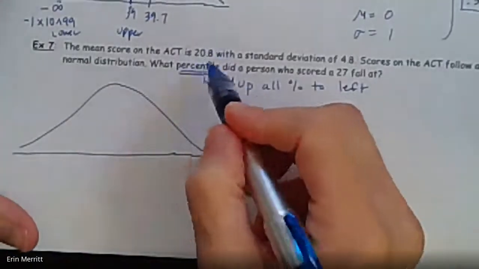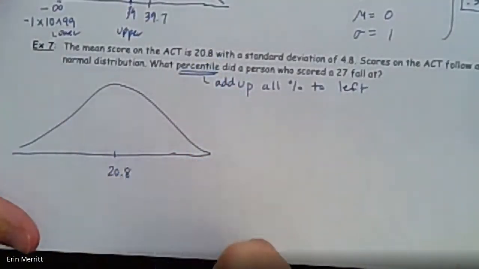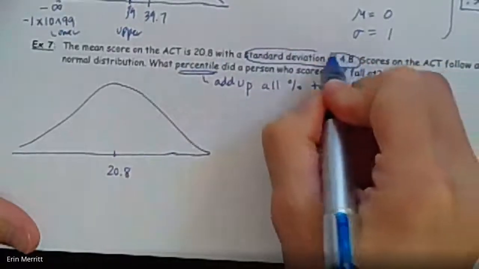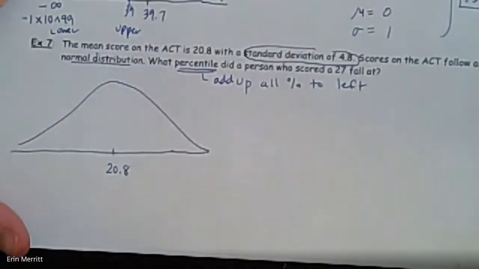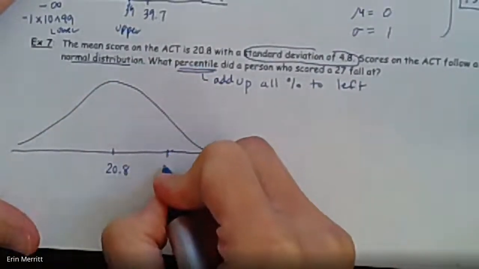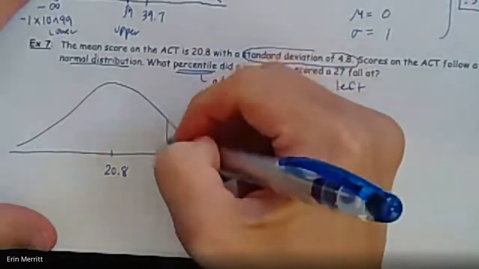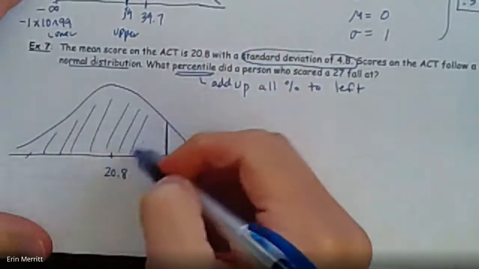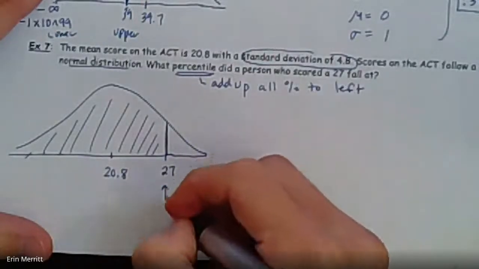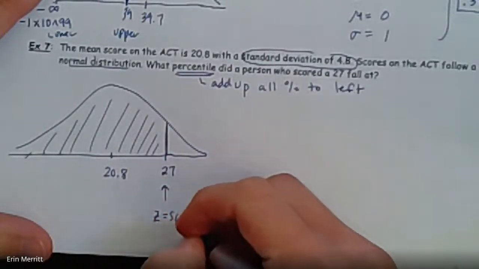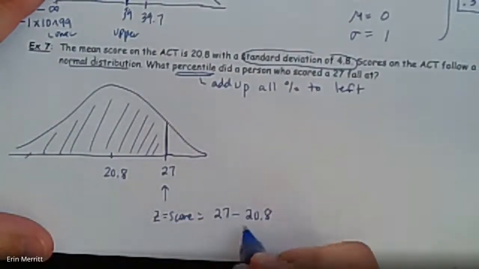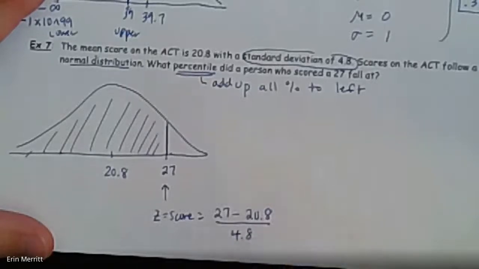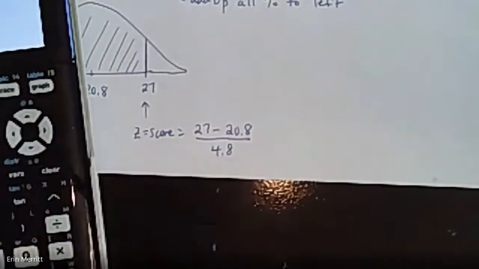Okay, so the mean, 20.8. So dead center, 20.8. Standard deviation, 4.8. Scores on the ACT follow a normal distribution. Very important to know. A score of 27. So you're well above the mean. Nice job. Percentile means we add up everything to the left. We have to create a z-score for this guy, which means observed score minus the mean divided by the standard deviation. So we do 27 minus 20.8 divided by 4.8.